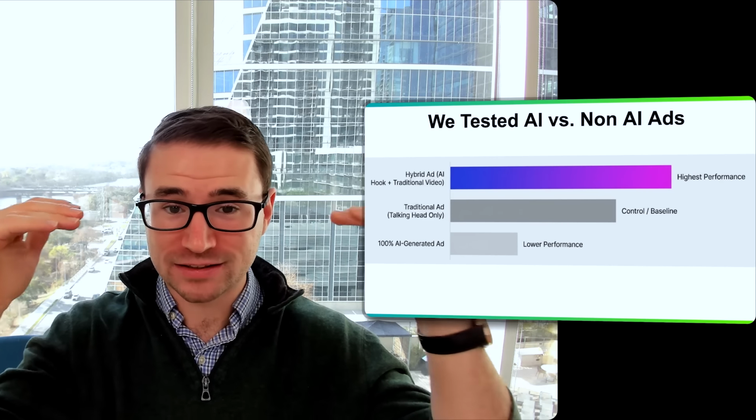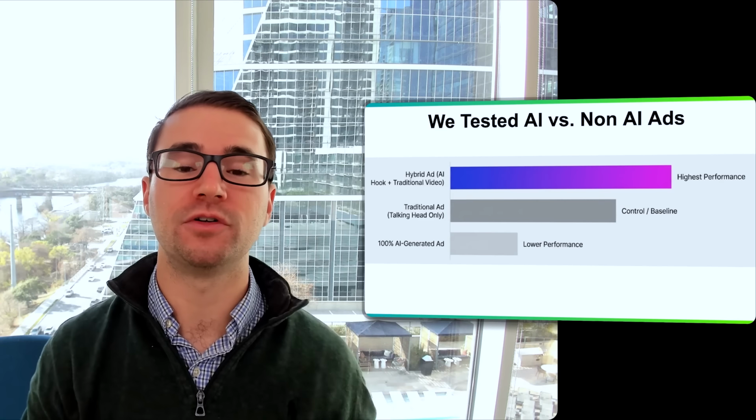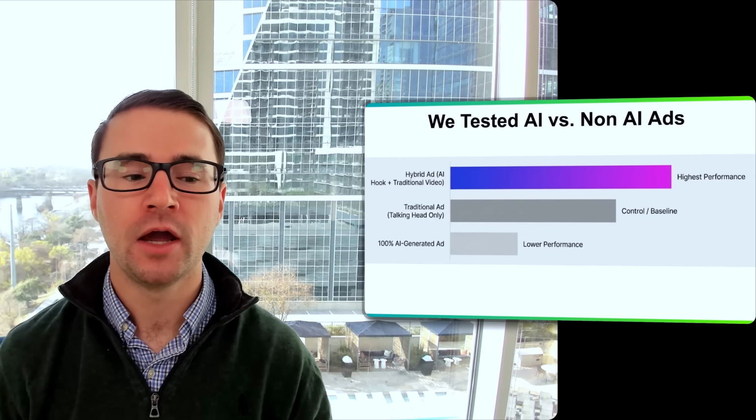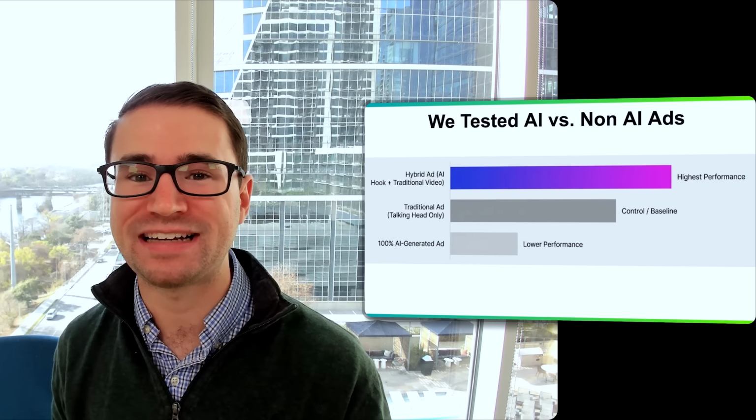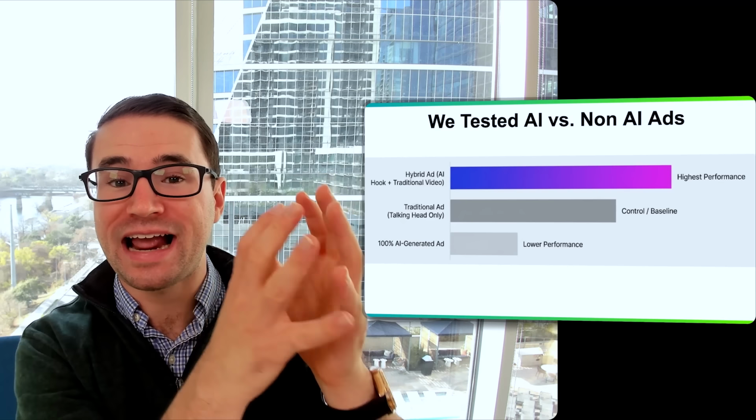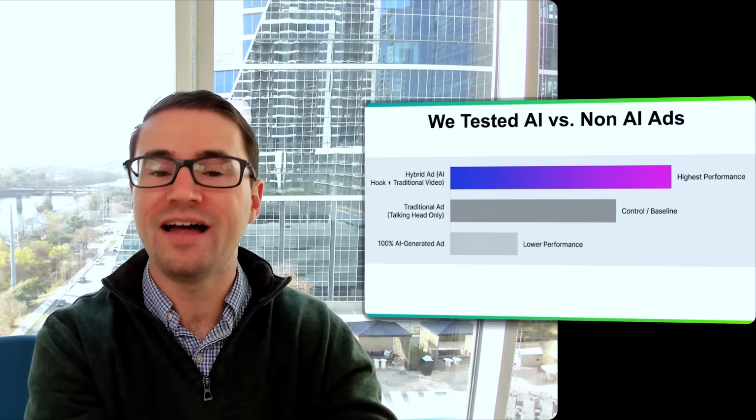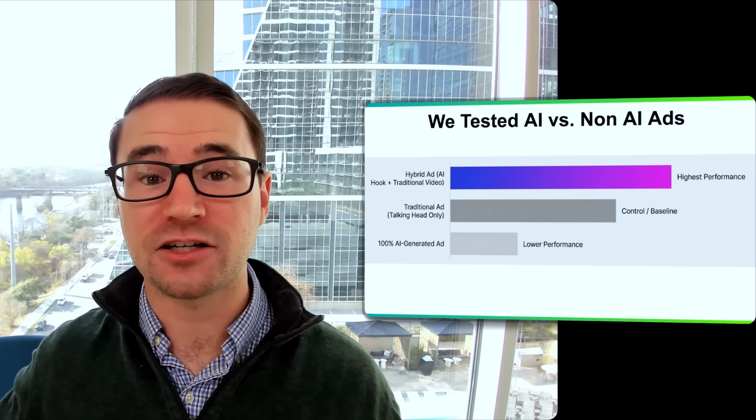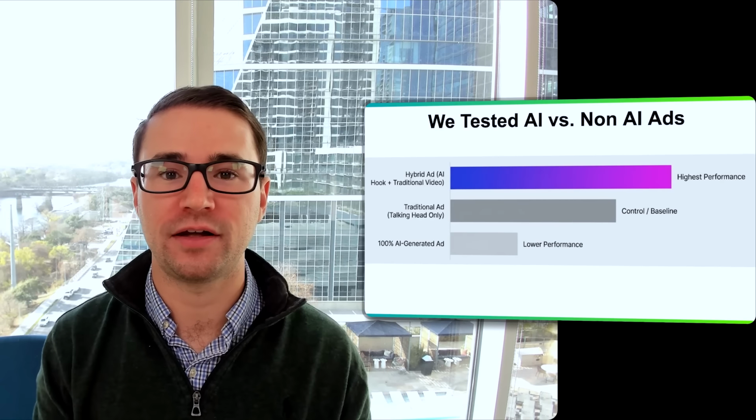Now, the next best, the control, the average, was a traditional ad, no AI at all, talking heads, speaking to the camera: hook, educate, call to action. But what we found is actually working the best is a hybrid AI ad, where it's about an 8-second hook at the beginning, like you just saw, and then it cuts to me speaking as a person. That's what's getting the highest performance right now. And here's why I think that is.